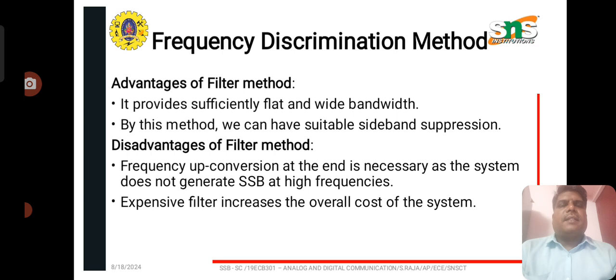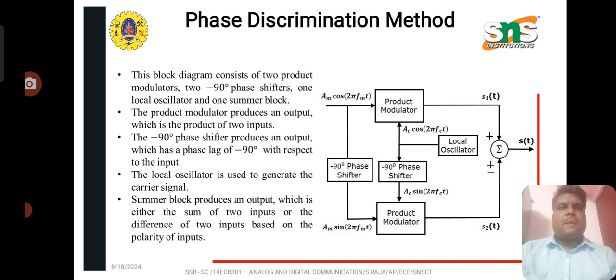Advantages of the filter method: it provides sufficiently flat and wide bandwidth. By this method, we can have suitable sideband suppression. Disadvantages of this filter method are: frequency up conversion at the end is necessary, as the system doesn't generate single sideband at high frequencies. Expensive filters increase the overall cost of the system.